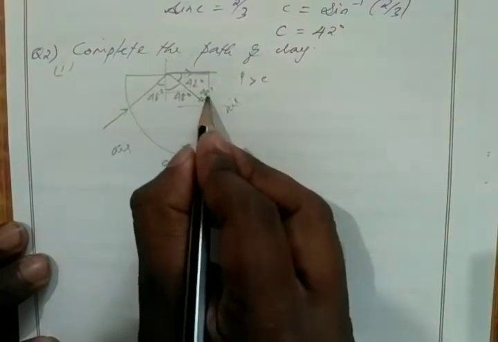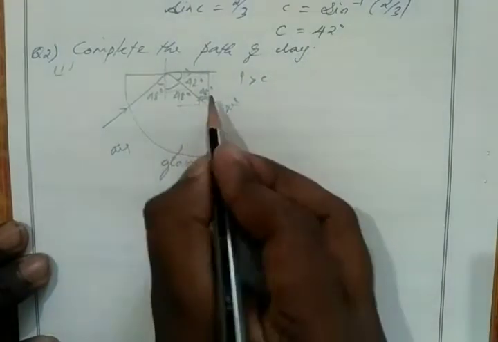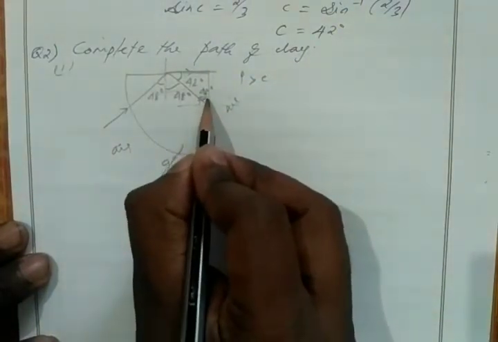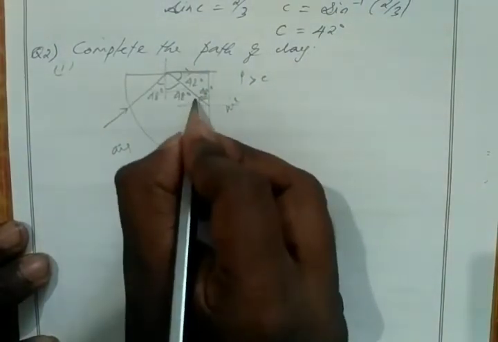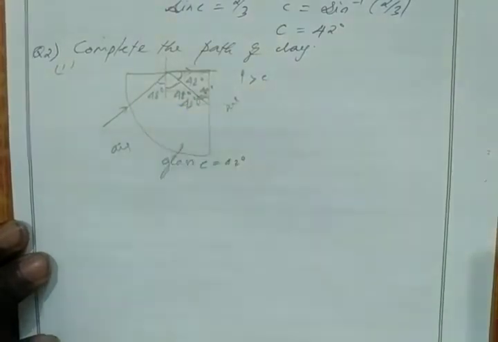Simple. This total angle is 90 degrees. Okay, this total angle is 90 degrees, and we know this angle is 48 degrees. So 90 minus 48, the remaining angle will be 42 degrees. So now see, is 42 degrees equal to the incident angle, or greater than, or less than the incident angle? What is our incident angle?